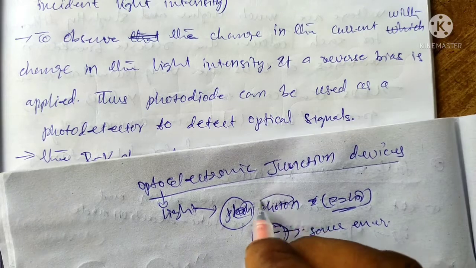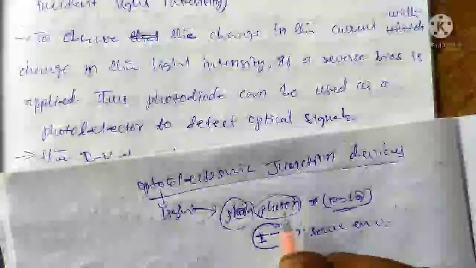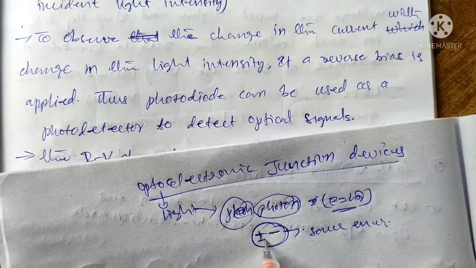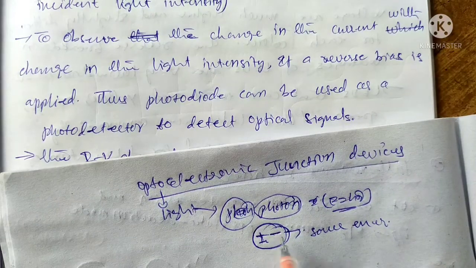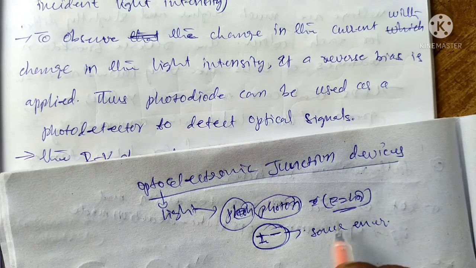That is in the form of a photon, called h nu. When it falls on a semiconductor diode, it can generate electron hole pairs. They release some amount of energy, which can be used as light energy or electrical energy.